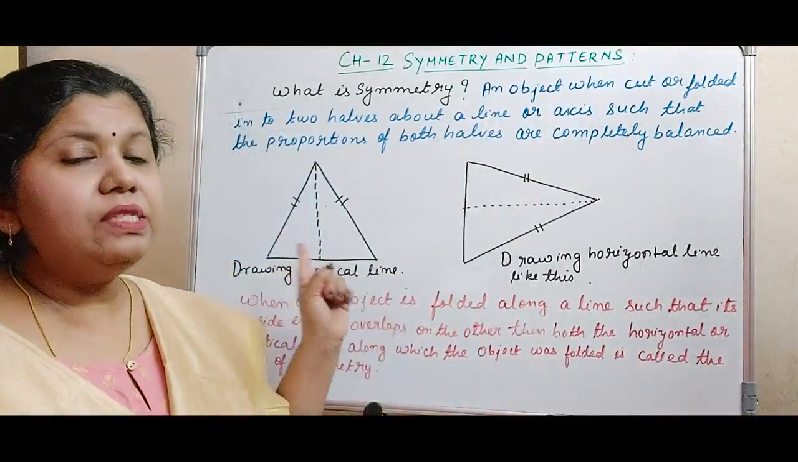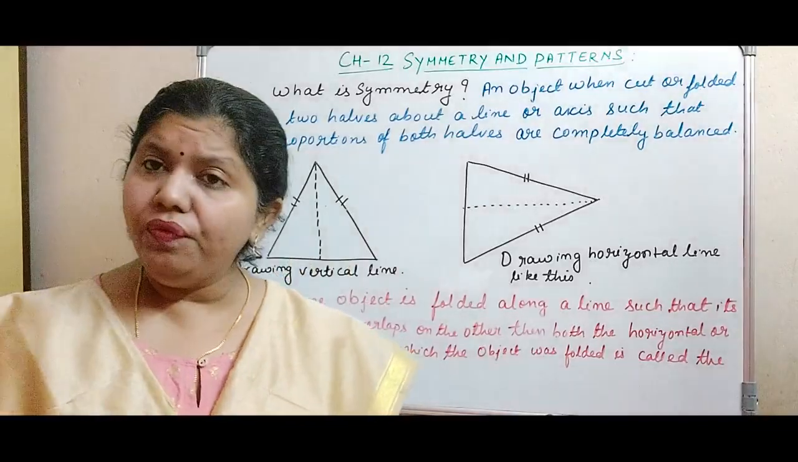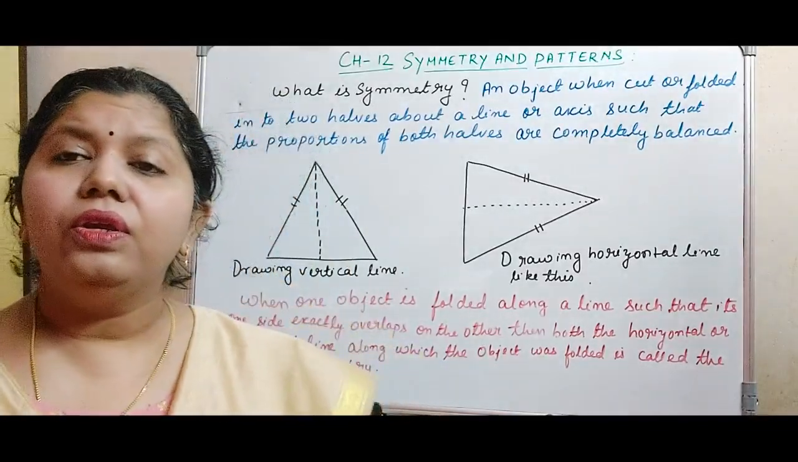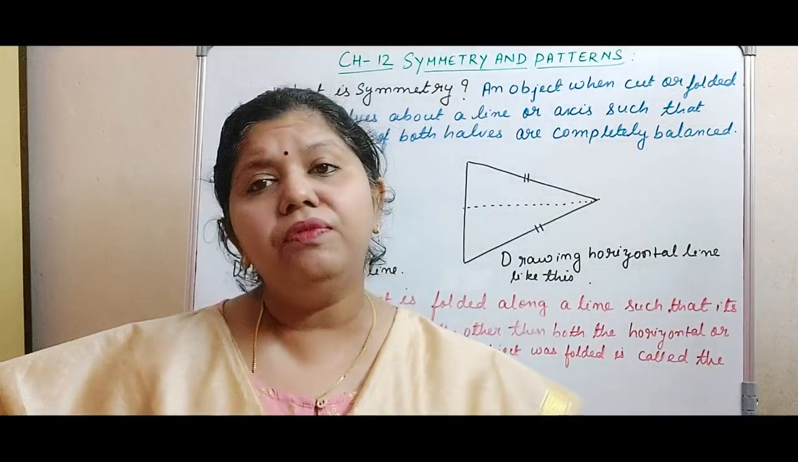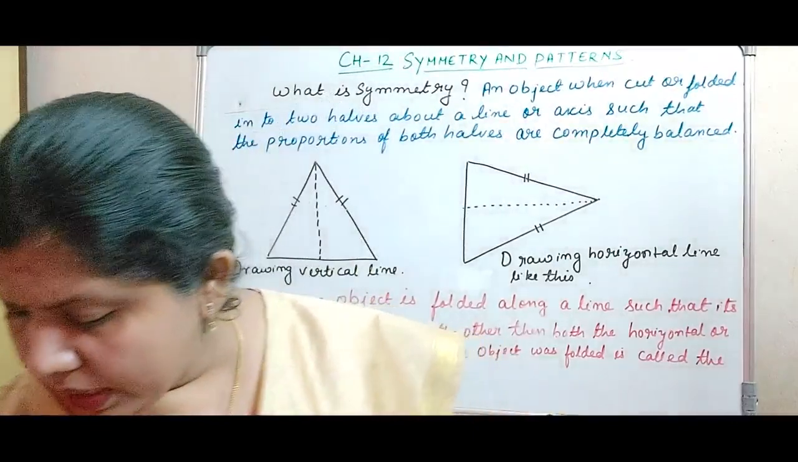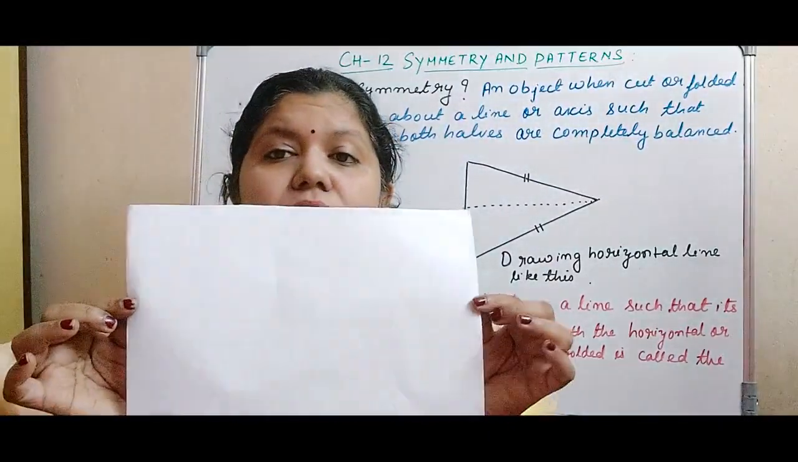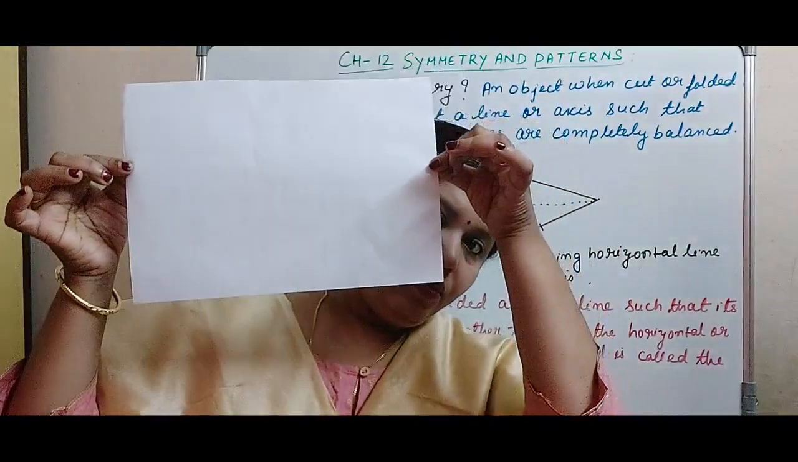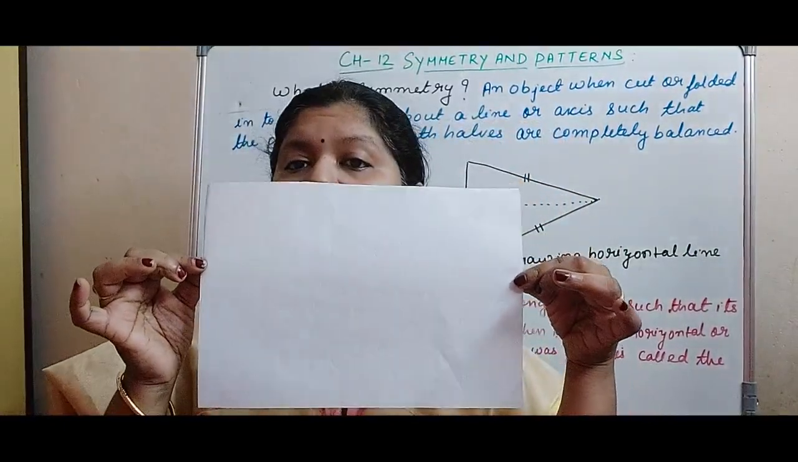Now, in this figure we have only one line of symmetry. So do we have any other figure which will have more than one line of symmetry? This is one figure which you very well know. It looks like a rectangle, or not? It looks like a rectangle.